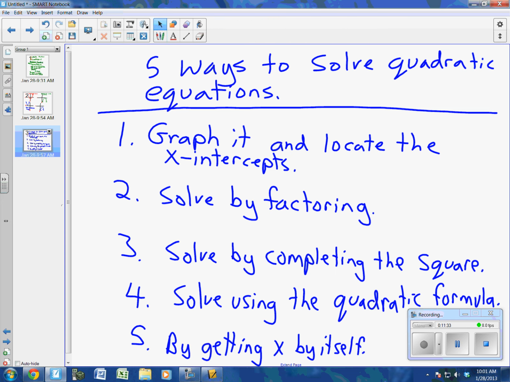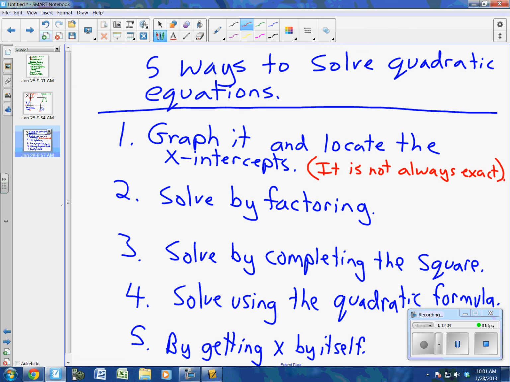Okay, now, so those are the 5 ways. Now, here's the problem, okay? There's a problem with number 1. Number 1, it's not exact. The problem with doing it by graphing is it's not always exact.